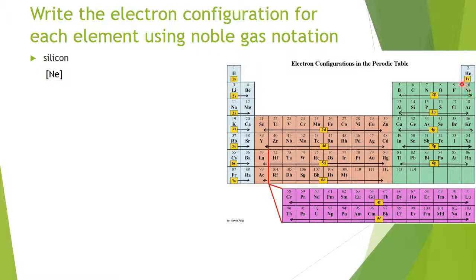Now note, neon is at the end of the 2p block here, so that means it's going to end with 2p6. So we'll pick up with what happens after 2p. Well, that would be 3s. So silicon's configuration would be neon plus the 3s2. You got those two right there. And then we need two more here for this 3p block, 3p2, because silicon is two elements into that 3p block.